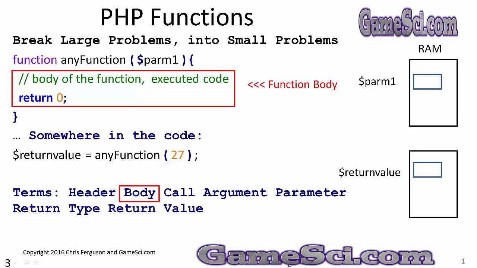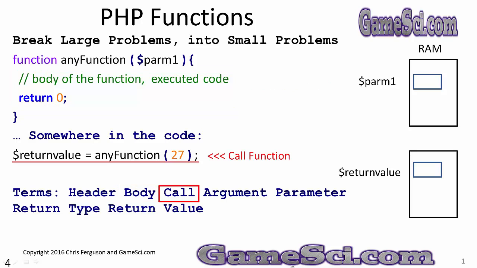The body of the function is the code that will execute when we call the function. This is the executable PHP code that will run every time this function is invoked. The call to the function is at any point in the code we can tell it to go execute this function. So somewhere in this code we're going to run anyFunction, and this is the call to the function.